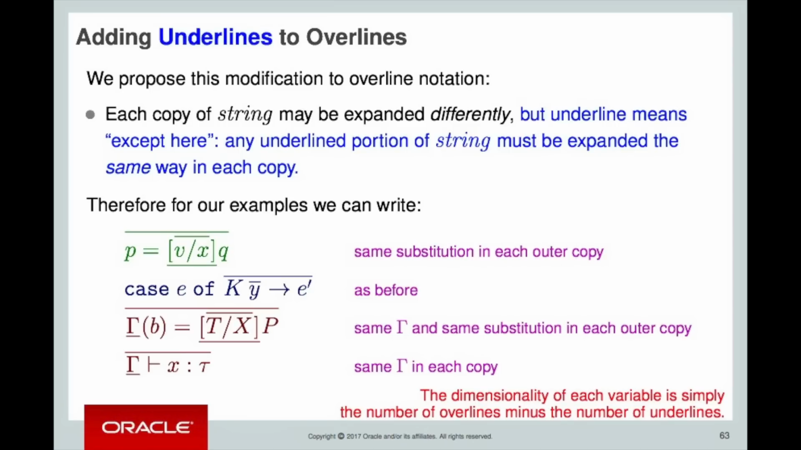And in the other two examples, we do the same thing. In the computation of gamma b, I can say I want the same substitution for each p, and I can also say I want gamma to be the same in each copy of this overall string. And in the simpler example down below, it's simply gamma: in the context of gamma, x has type t. Because I underline gamma, I'm using the same gamma each time, but it's a different x and a different t in each copy. And we have this very nice syntactic rule: the dimensionality of each variable is simply the number of overlines minus the number of underlines. Gamma has one overline and one underline, so it's a scalar. X has one overline, so it's a vector, and so forth.